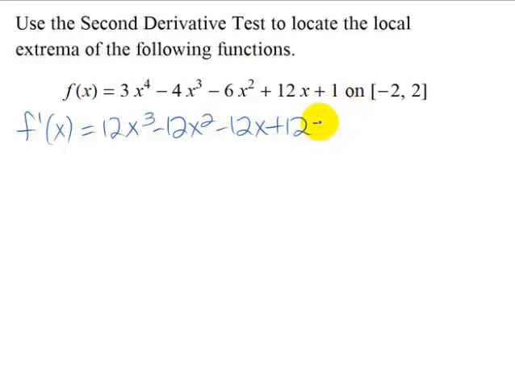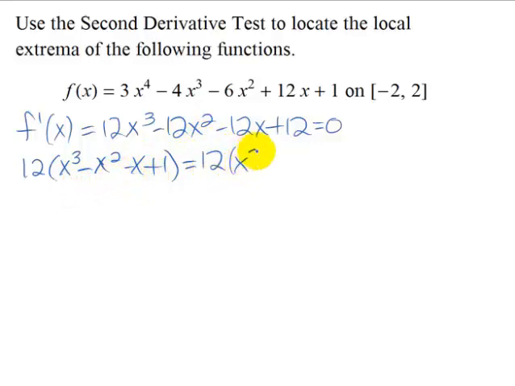We're interested in where that first derivative equals 0 to find any critical points, because we see we have a polynomial, so it's going to be differentiable everywhere, so the derivative is not going to be undefined anywhere. Let's go ahead and factor a 12 out. That will leave x to the third minus x squared minus x plus 1. And we can factor that by grouping.